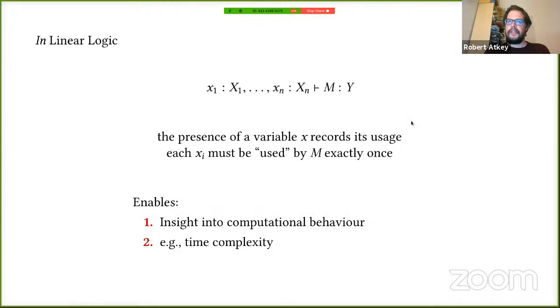And why is this interesting? Well, usually it's interesting because it enables insight into the computational behavior of m. If you think of m as being kind of an open system which has ports x1 to xn talking to the rest of the world, then knowing how it uses those ports is of interest. Knowing that it uses each one exactly once is a basic fact to know. And also, as we've seen, we can use this to control the time complexity of how m runs.